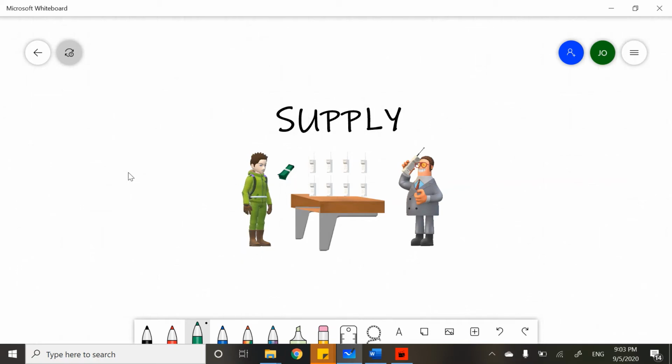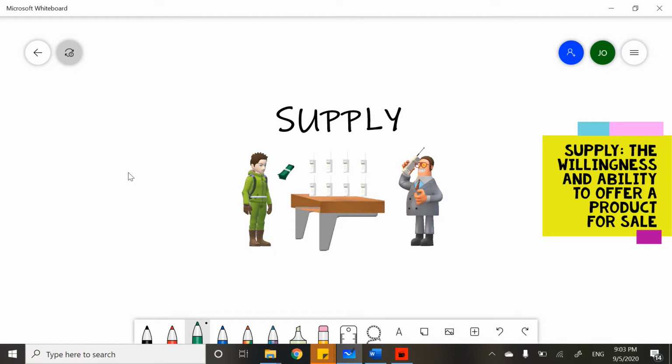Hello class, let's talk about supply. In order to understand supply, you must put yourselves in the shoes of a business owner. Imagine being a cell phone vendor. In order to be a supplier of cell phones, you must be willing and able to offer cell phones for sale. Now, in this example, the vendor is willing as he will receive monetary incentives. And also, the vendor will be able as he is able to produce and supply the product.